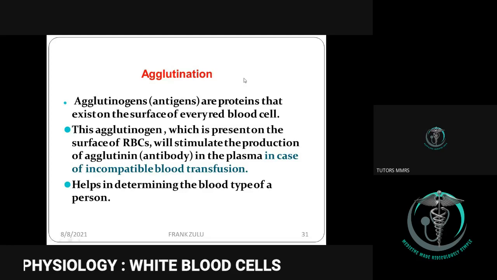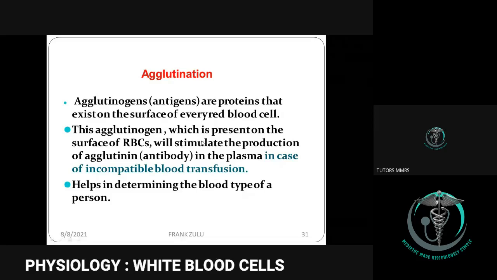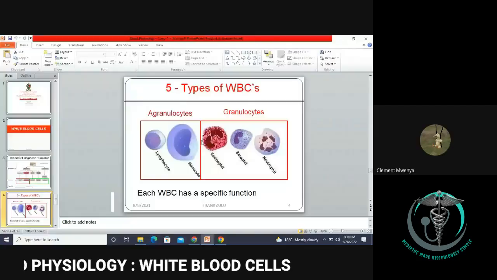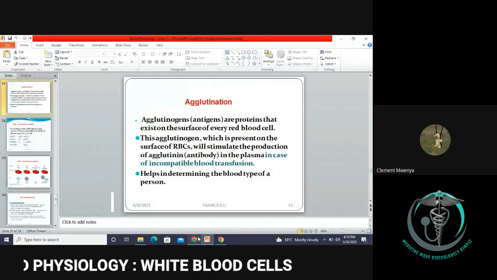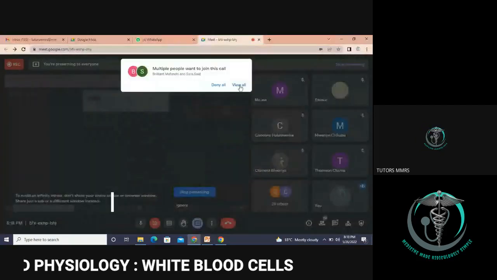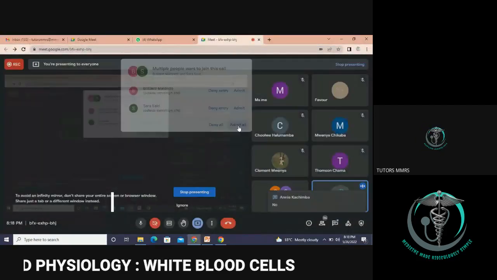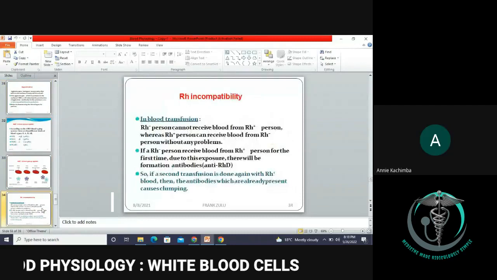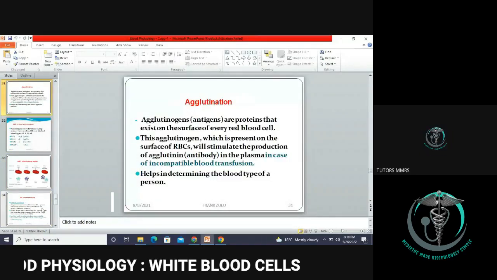Did we do the agglutination part and how you're able to transfer blood from one person to another? Yes, we did, sir. Doc, do I have to go through agglutination? Because I think it's more important than the white blood cells. No, it's okay, we're good here. We didn't do that.